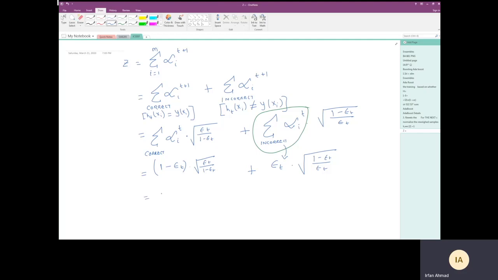So if you do some math here, what do you get? You get this term to be nothing but the square root of error rate times 1 minus error rate. And again, here the same thing: the error rate cancels inside, and you get basically the same thing. So we can say Z is nothing but 2 times the square root of error rate times 1 minus error rate. So this is important to keep in mind. This is one important insight. Okay, this is our Z.